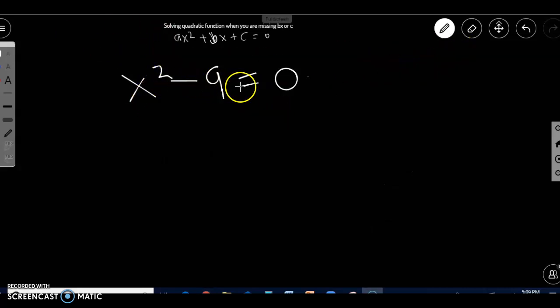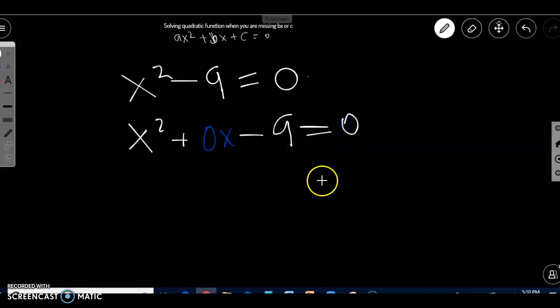Now let's look at another example. x squared minus 9 equals 0. Here we realize that we have the first part and the c part, but we don't have the bx part. So we can also insert that one. We can insert 0 for that. So x squared plus 0x minus 9 equals 0.